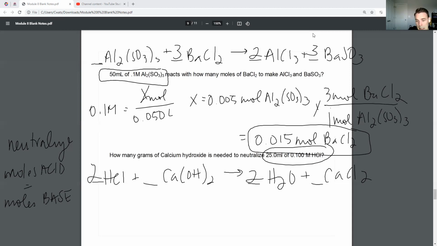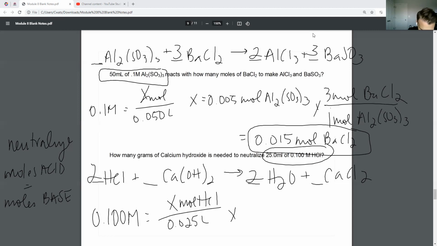Okay, so let's take our concentration or volume, 0.100 molar, X moles. I'm going to write, if you want to be even more detailed, write what it is that you're talking about. So it's X moles of hydrochloric acid divided by 0.025 liters. X will be 0.0250 moles of HCl.